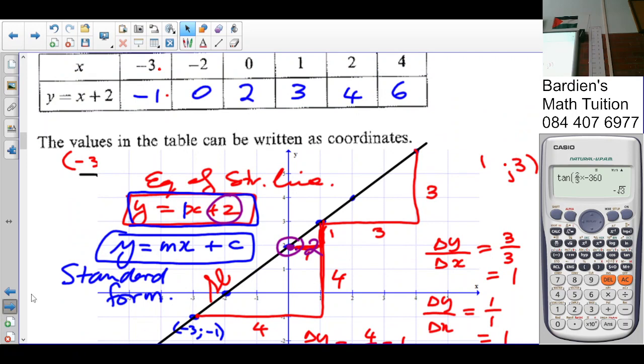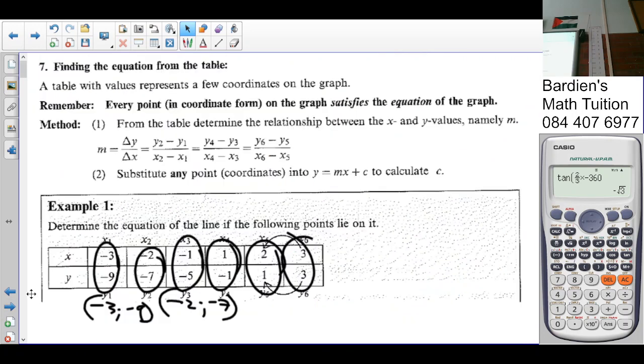Now, we're going to work in reverse. So it says here, remember, every point in coordinate form on the graph satisfies the equation of the graph. Remember when we put the x in, we got the y. And later on, we put the y in, we got the x out. You remember? Exactly that.